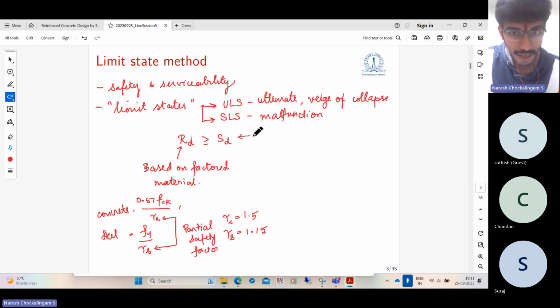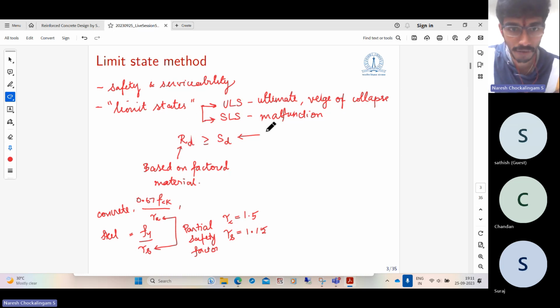And the design loads, and SD is the action coming onto the beam. So for example, RD can be the moment capacity of a beam and SD can be the bending moment coming onto a beam. So this is the action coming onto a beam, and this is the resistance of that structural member to the applied loads.